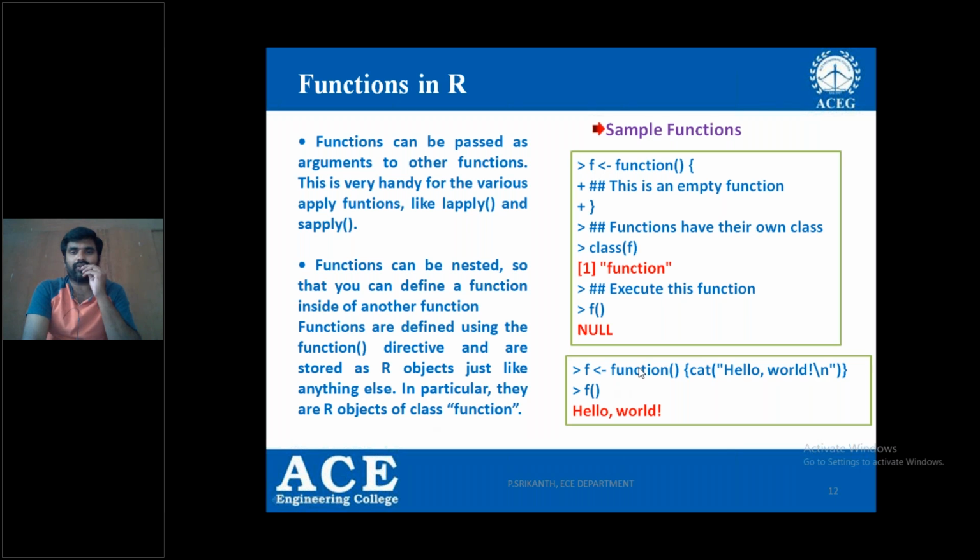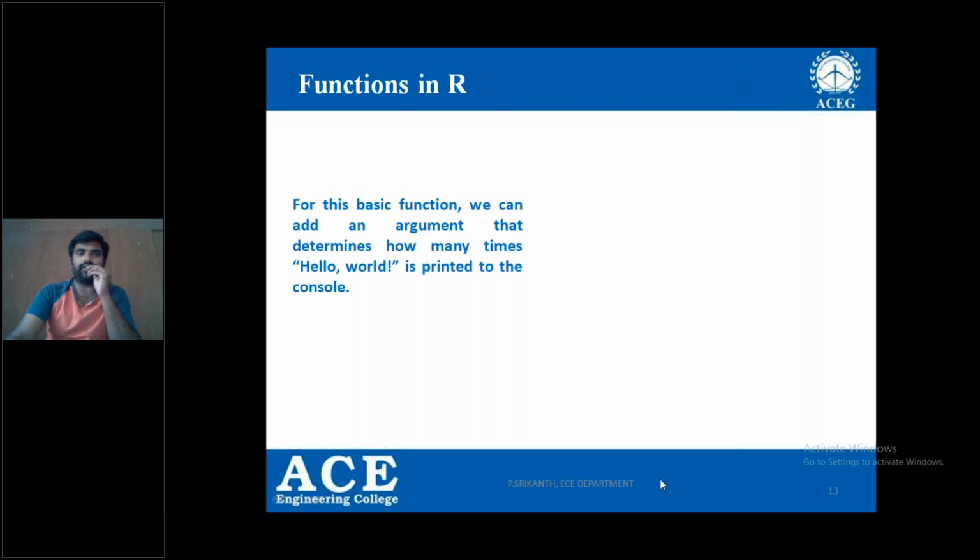Like here, for example, concatenation of two strings: one is hello, another one is world. Whenever I execute this, it is with an empty argument, but not with an empty body. The body has two strings in concatenation, so it is returning hello world.